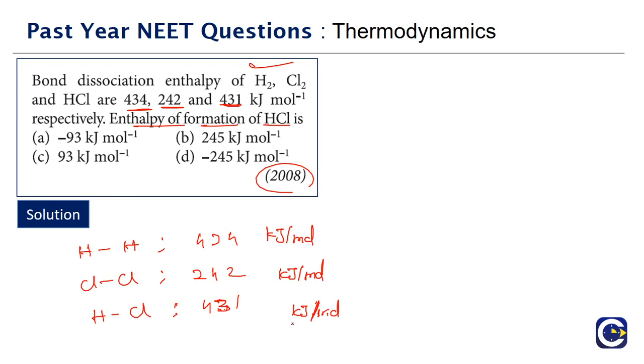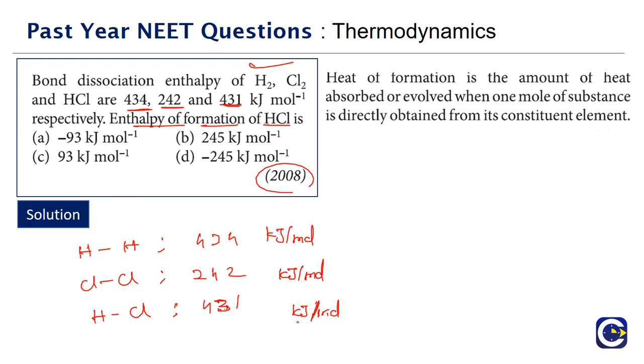Not only HCl, for any substance, right? What is the definition of enthalpy of formation or heat of formation? It is the amount of heat that is absorbed or evolved. That will be decided based upon the sign, whether it is a plus or minus. Delta H is coming plus means what? That much amount of energy is absorbed. Delta H is coming negative means what? That much amount of energy will be released.